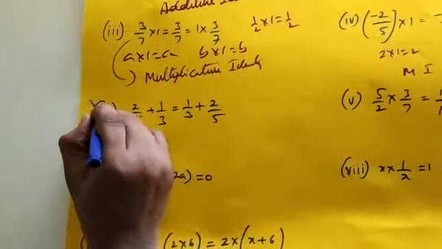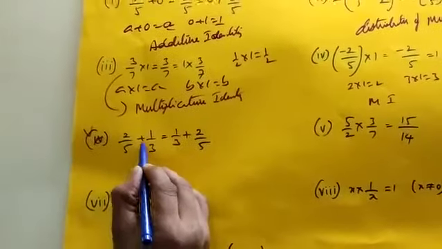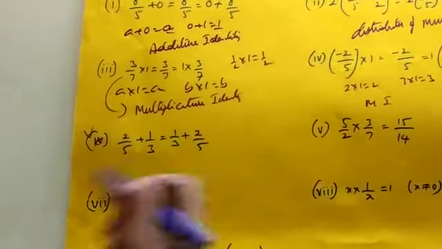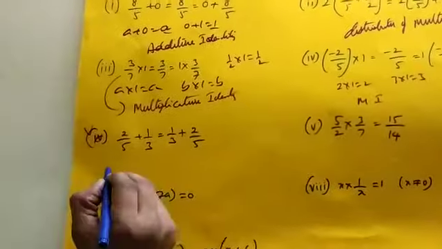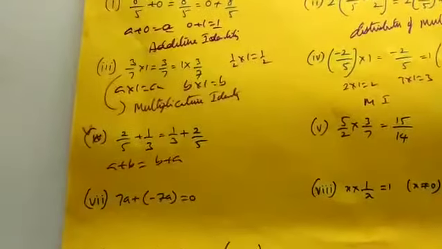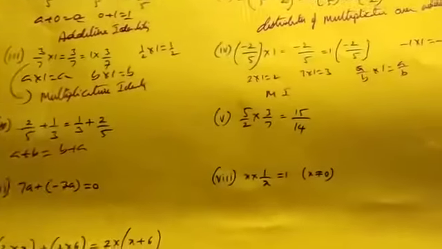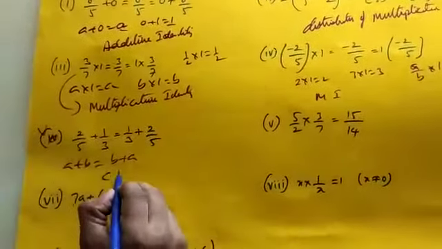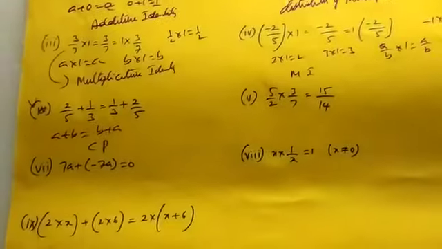Go to 5. Therefore, 2 by 5 plus 1 by 3 is equal to 1 by 3 plus 2 by 5. That is the commutative property. Therefore, a plus b is equal to b plus a. Commutative property. CP means commutative property.